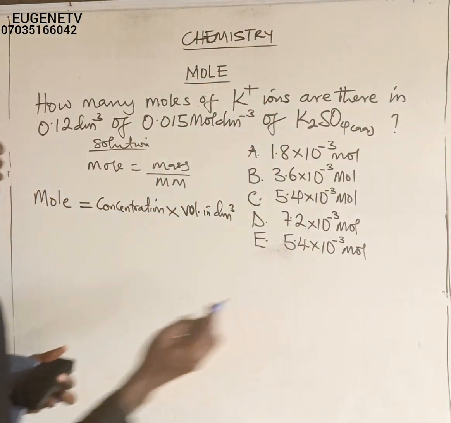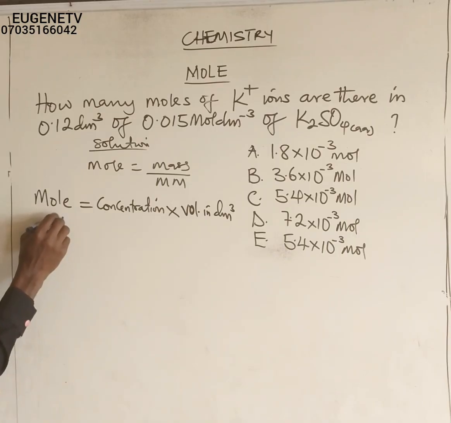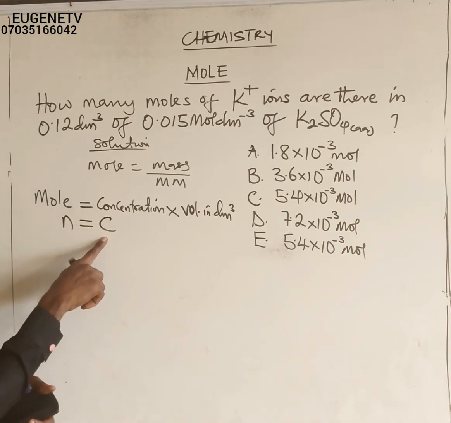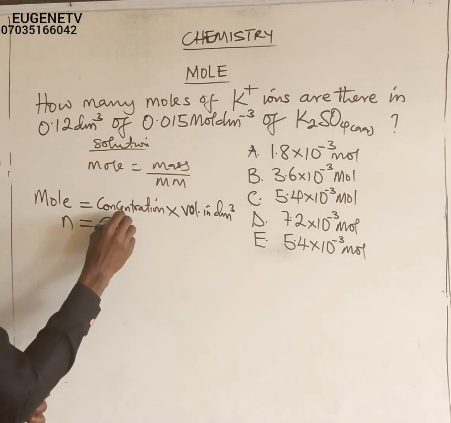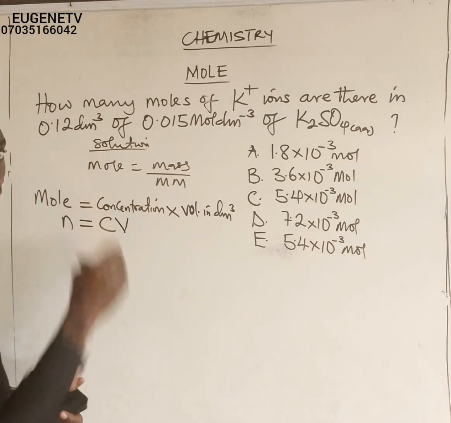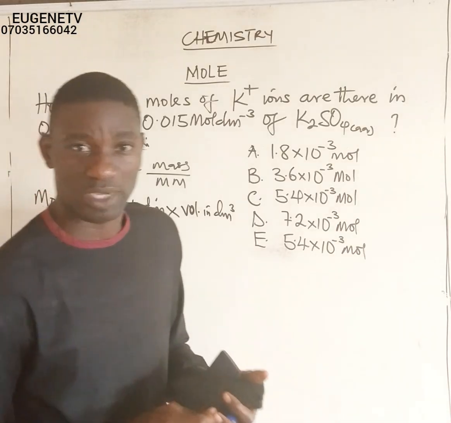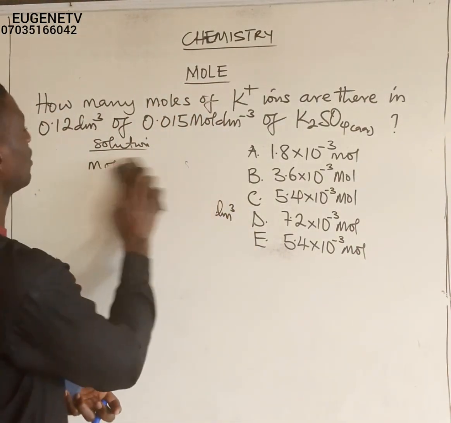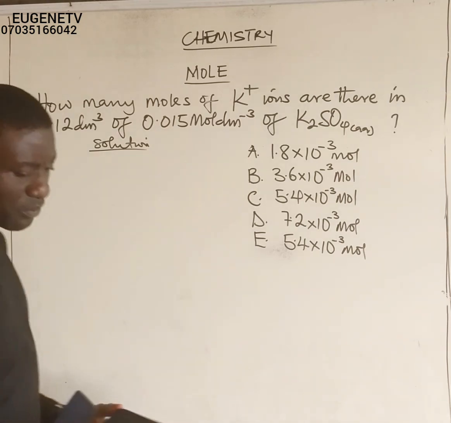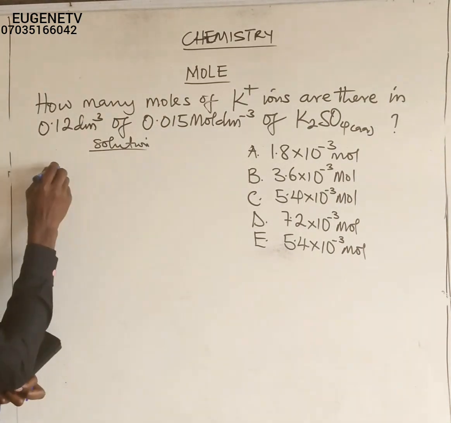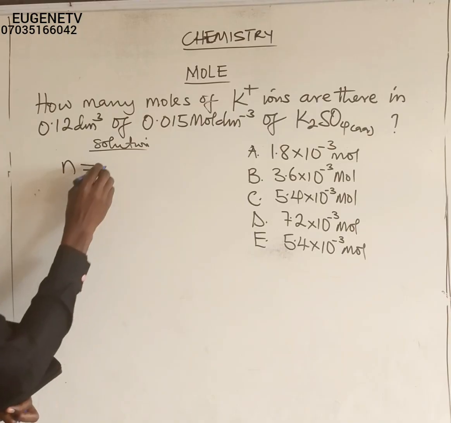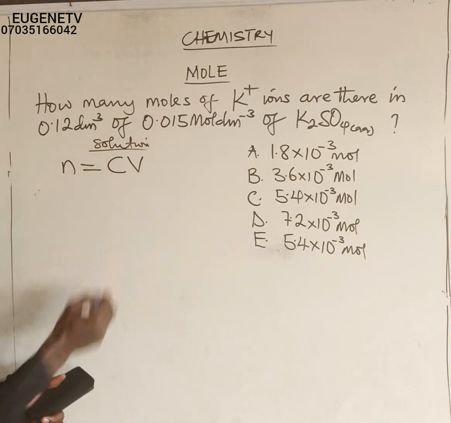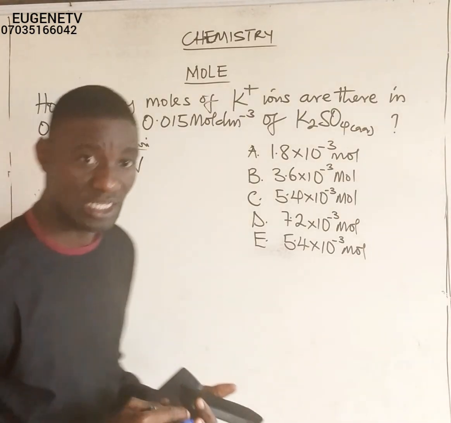So, in simple terms, we can say that mole, which is represented as n, is equal to concentration, usually measured in mole per dm³, times volume, which is usually in dm³. Are we moving together? Alright, let me erase this and put it back. We are going to use the second formula. n here stands for mole, capital C stands for concentration in mole per dm³, while capital V stands for volume in dm³.